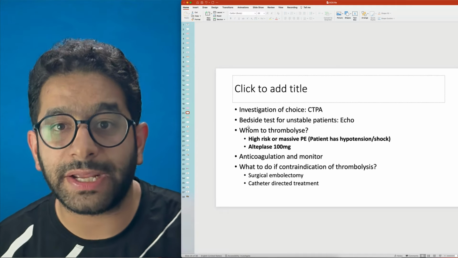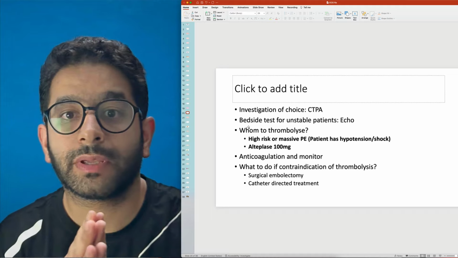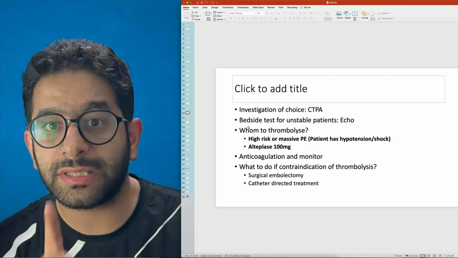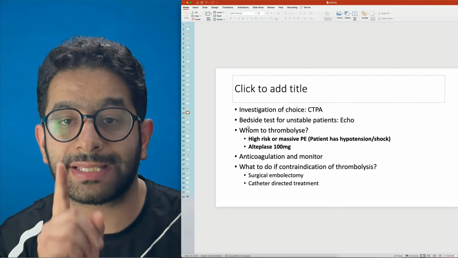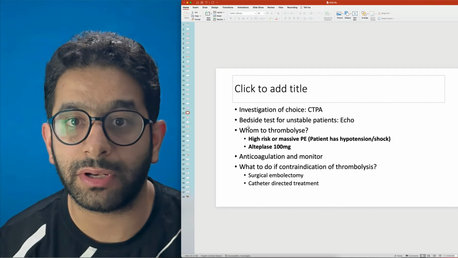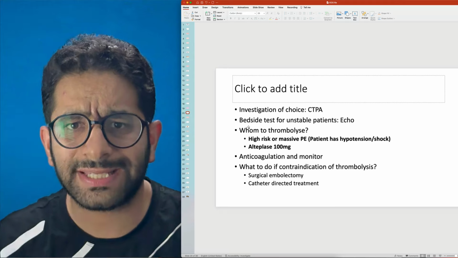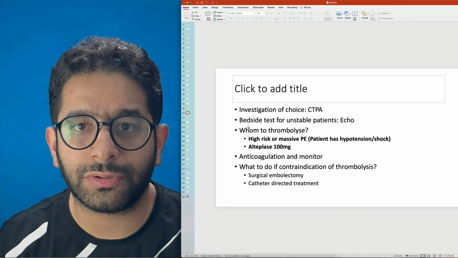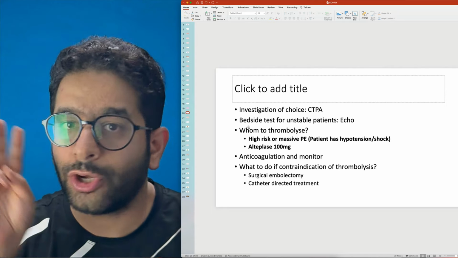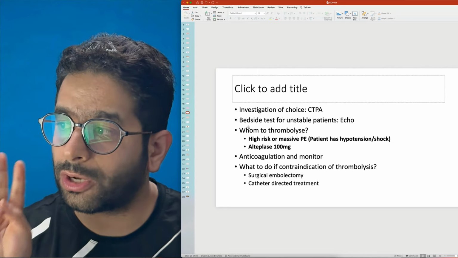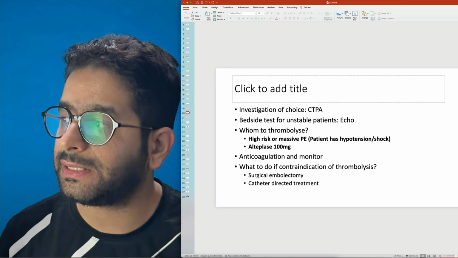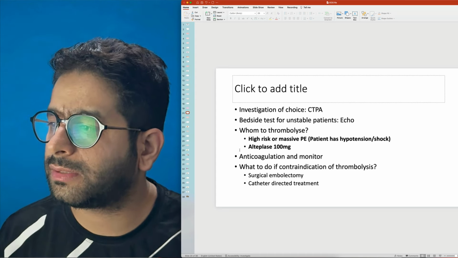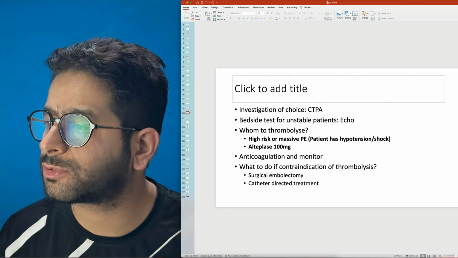And what is by definition massive or high risk pulmonary embolism? It's the patient with hypotension, it's the patient with shock, it's the patient who gets a cardiac arrest because of pulmonary embolism. Not someone who just has some other signs, maybe chest pain, has thrombus on the CTPA. Not everyone needs thrombolysis. Only high risk or massive PE, when the patient has hypotension and shock, needs thrombolysis. The agent that commonly is used is alteplase, 100 milligrams over 2 hours.